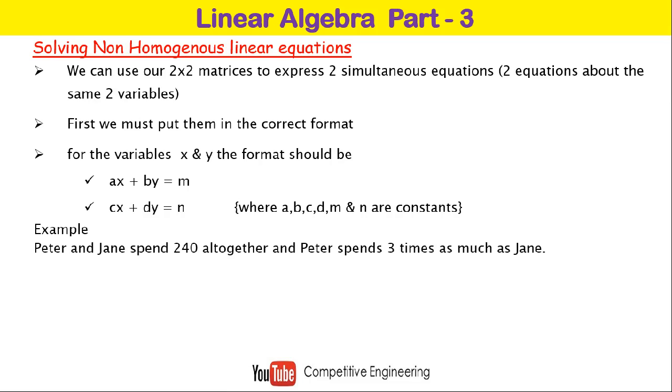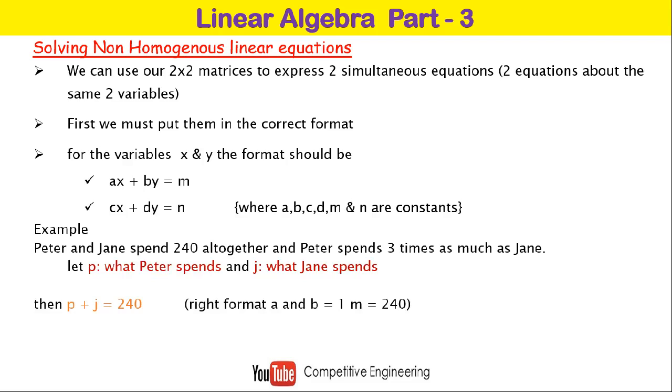So here is a question: Peter and Jane together spend 240 and Peter spent 3 times as much as Jane. Then how much did Peter spend and how much did Jane spend? Okay, so we have to convert it into linear equation form, then matrix form, then solve it. So let P be what Peter spends and J be what Jane spends. We know that altogether they spent 240. That is why P plus J equal to 240. Okay, together they spent 240.